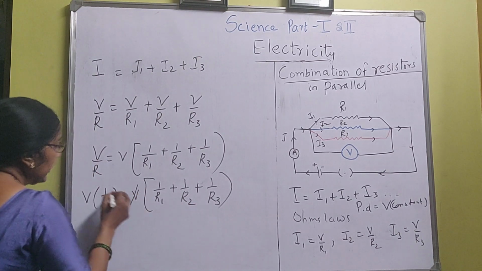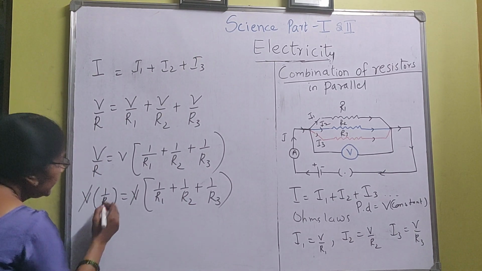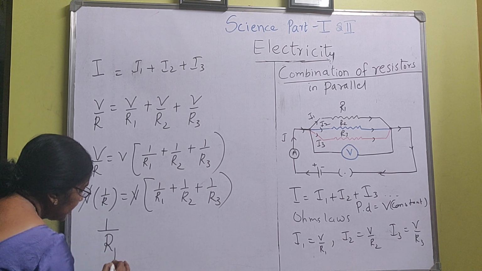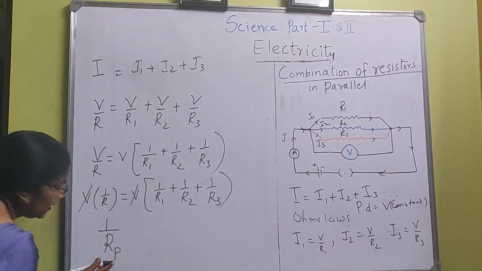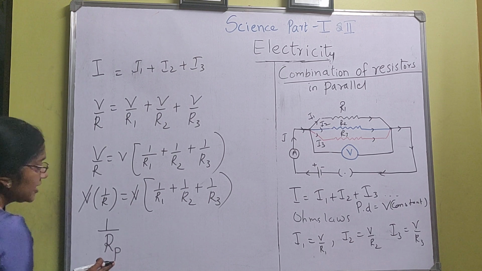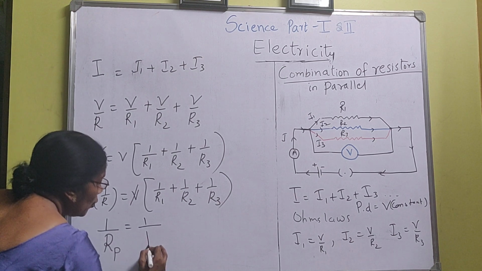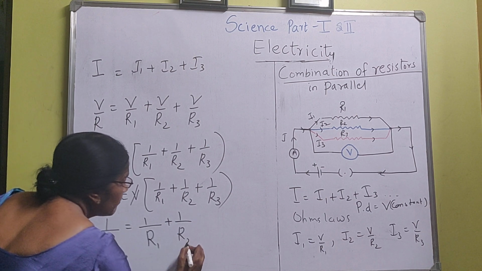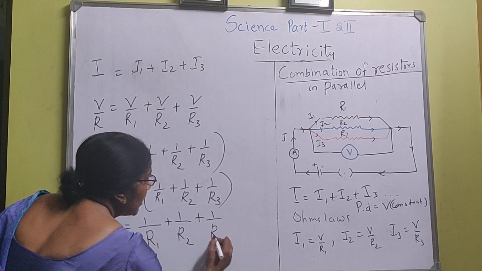V is common, we can cancel it out. So this is how to find the total resistance when the resistors are connected in parallel. Here P shows the connection is parallel. So we can write it down: 1 by Rp is equal to 1 by R1 plus 1 by R2 plus 1 by R3.